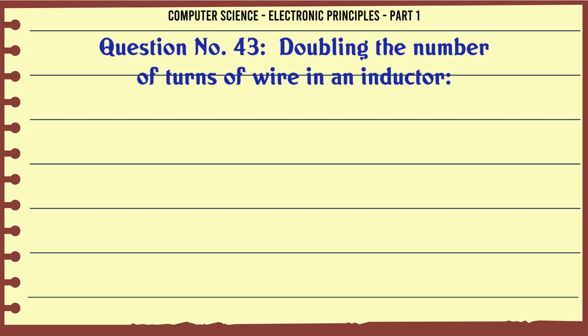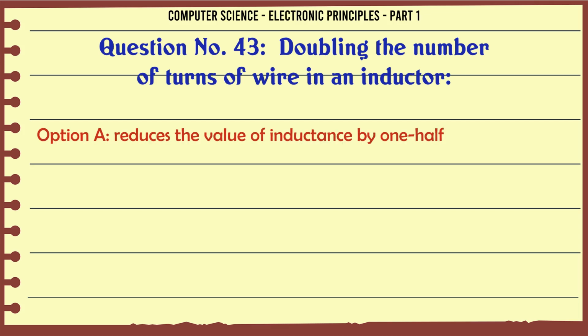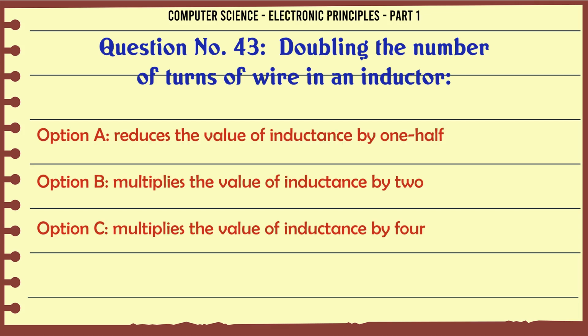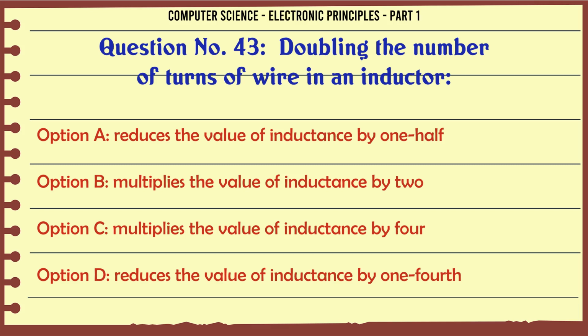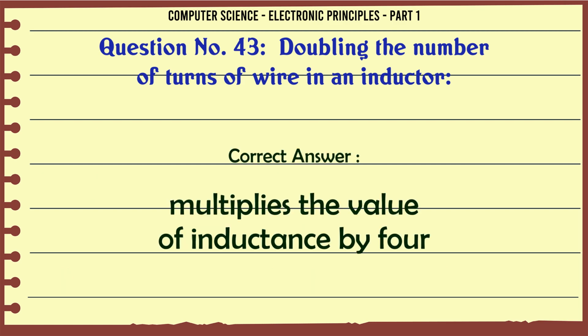Doubling the number of turns of wire in an inductor: A. Reduces the value of inductance by 1/2. B. Multiplies the value of inductance by 2. C. Multiplies the value of inductance by 4. D. Reduces the value of inductance by 1/4. The correct answer is multiplies the value of inductance by 4.